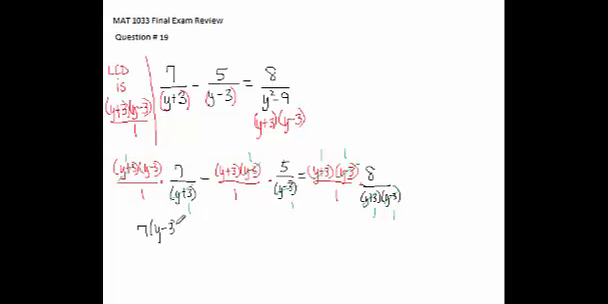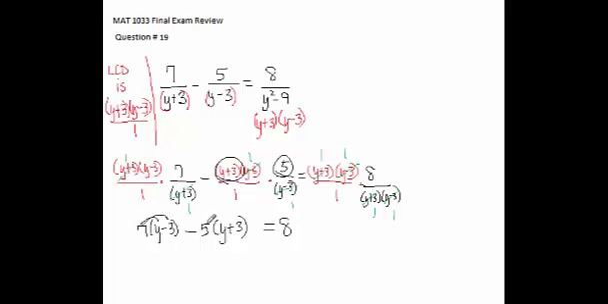I'm going to show this using the commutative property of multiplication, switching the 7 and the y minus 3 around, and then minus, I'm going to do the same thing here. We've got a 5 times y plus 3. So I'm going to show this as minus 5 times y plus 3. And on the right hand side we just end up with 8.